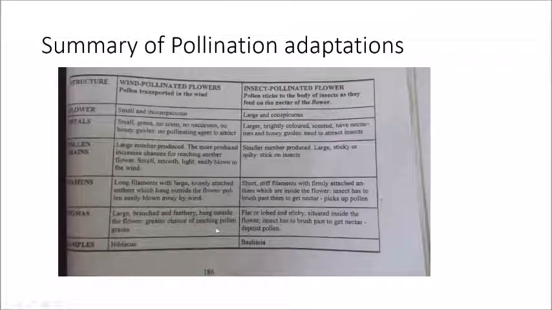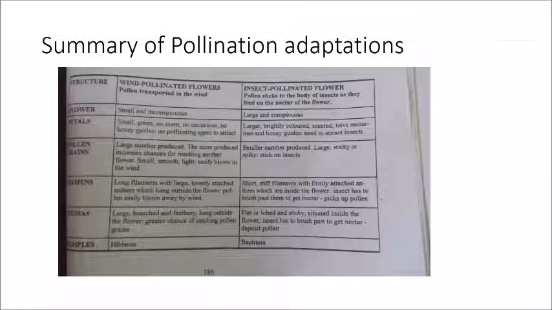Okay, let's see. When it comes to the stigma of wind-pollinated plants, like I said, they're very large, they're branched, and they are feathery, and they also hang outside of the flower. The reason why that happens is to increase the chances of it catching a pollen grain.